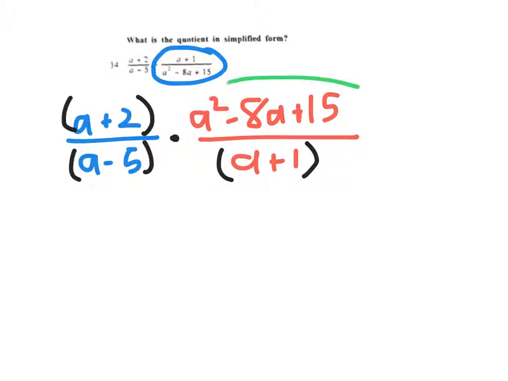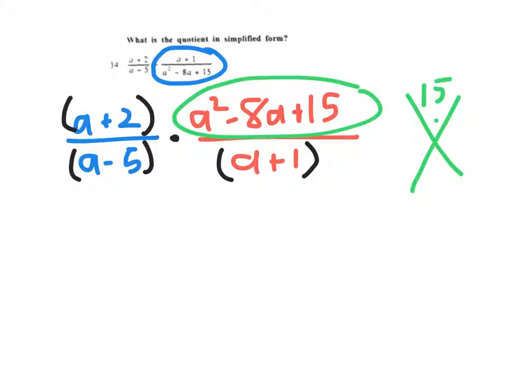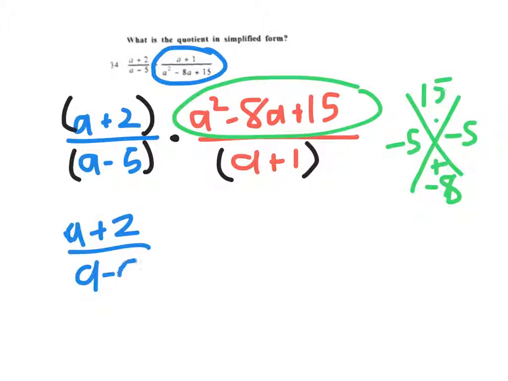Now, this top thing needs to be simplified. So we're going to do the x method for the top. Remember, we want c on top. We want something that multiplies to 15 and adds to negative 8. For that, we're going to use negative 5 and negative 3. So I'm going to rewrite the first fraction. It stays the same. I have a plus 2 divided by a minus 5. Again, those are both in parentheses.